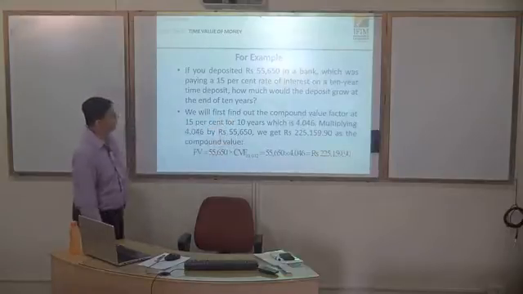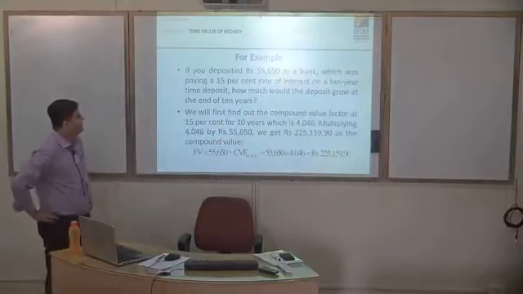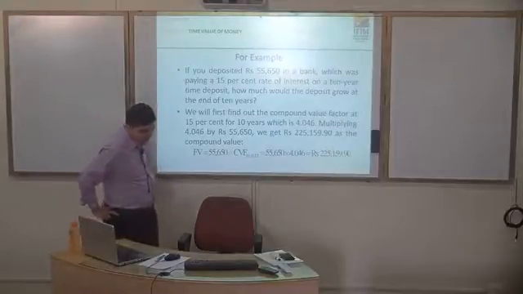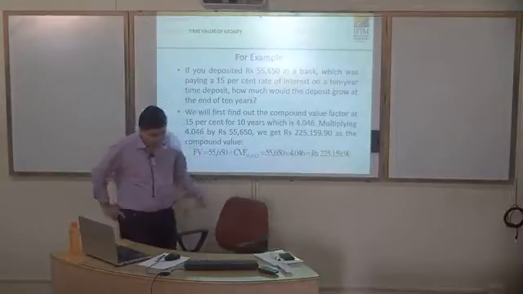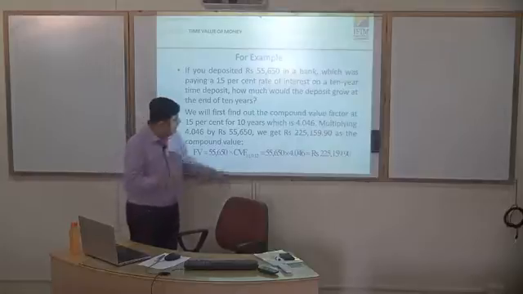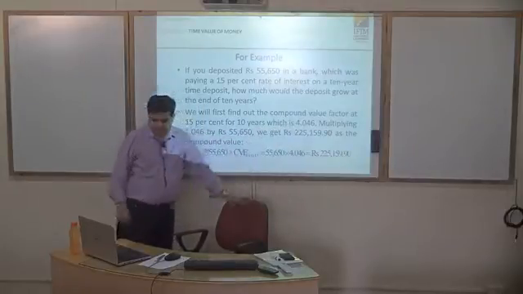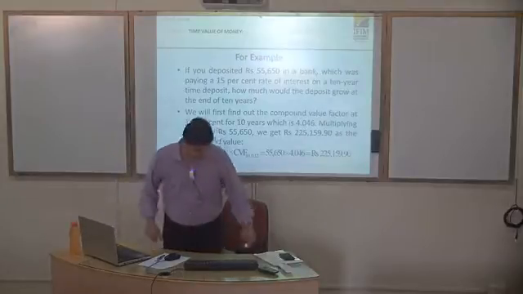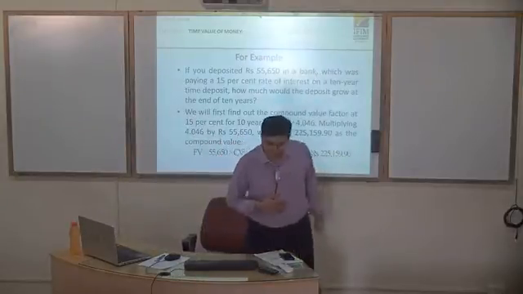We will first find out the compound value factor at 15% for 10 years. I hope all of you have got the Excel sheet and calculators with you. Do the math. That should come to 4.046. If you are not able to, I will show you how it is done.